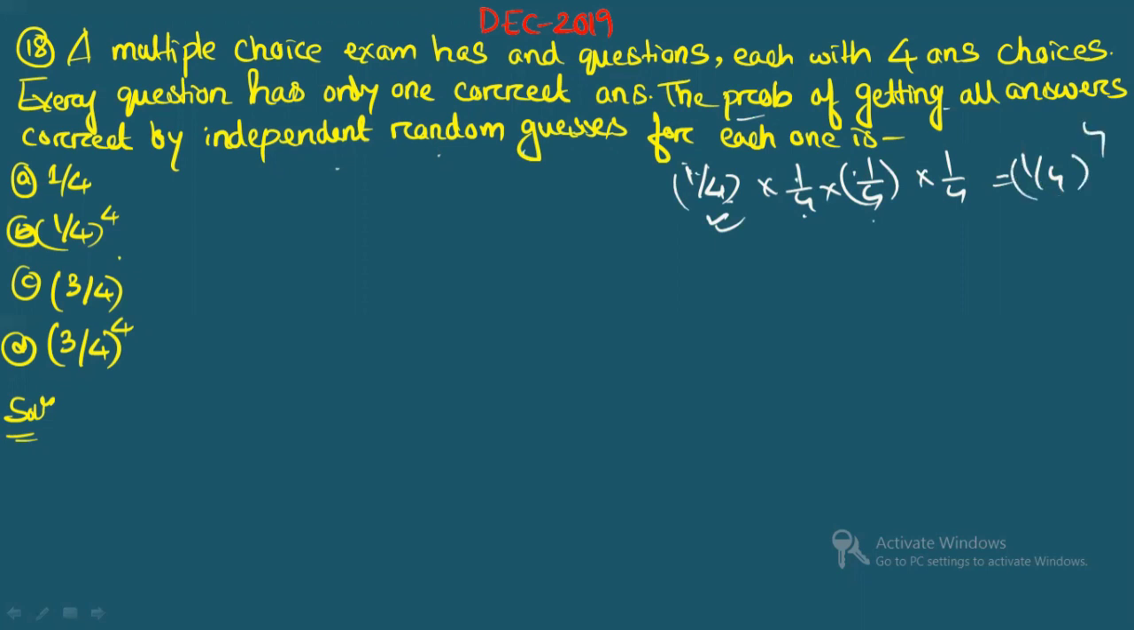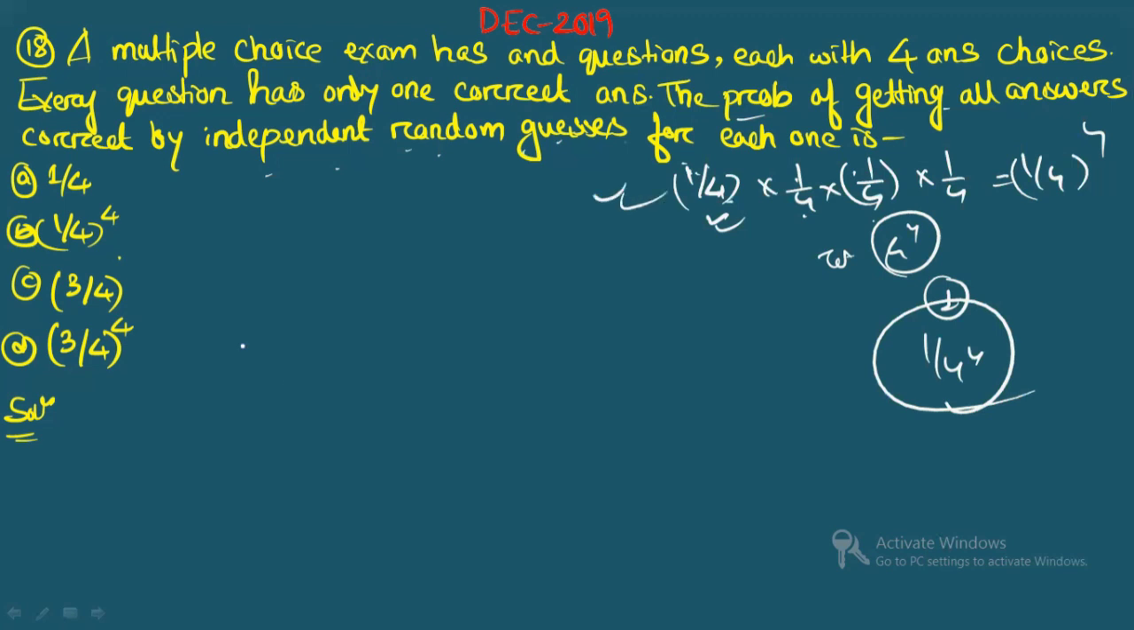The other way also you can see: total number of ways will be what? Independent, so you will have 4 options and 4 options. That means it is 4 to the power 4. Right? This is total. And favorable will be 1. Yes or no? Because out of 4, one is correct for independent random guesses, so favorable will be 1. So it is 1/4 to the power 4. This way you can do it, but this is an easy way. So it is 1/4 to the power 4.